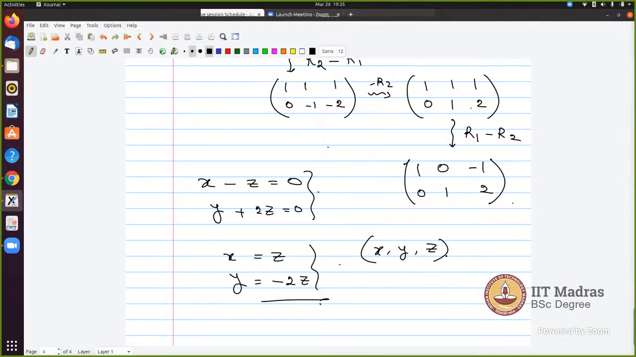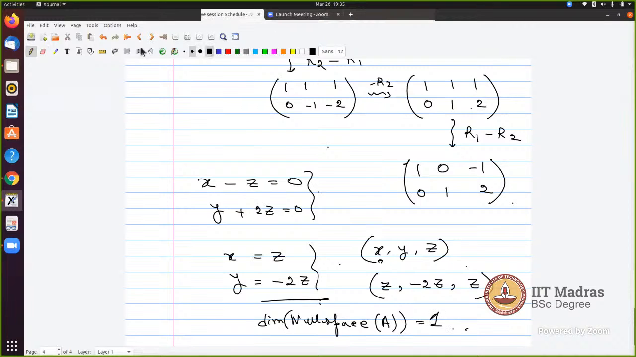When I write x, y, z, which is in the solution space, I can write, instead of x, z, then minus 2z, and z. So how many independent variables were there? Only one, sir. So the dimension is 1. The dimension of the null space is 1. Is it clear?